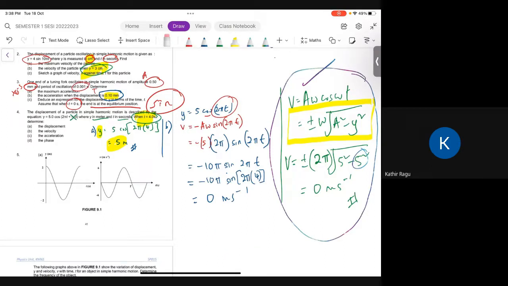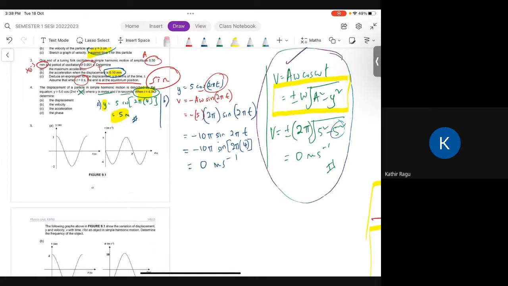So once you dapat je nilai Y at that particular time, you boleh masuk je dekat formula yang ada Y tu. Okay, macam contohnya number C ni. Number C ni dia suruh cari A. So you know you akan guna omega squared Y. Okay. So omega adalah 2 pi squared. So 5. Kenapa guna 5? Because they ask you particular time. Time you adalah 4. Dah tetap 4. You takkan ubah. So terus direct guna yang tu.